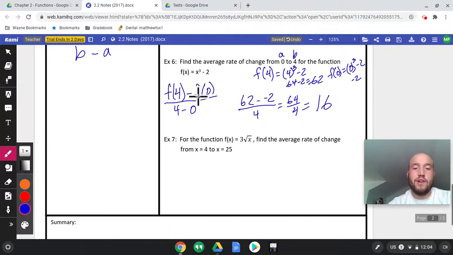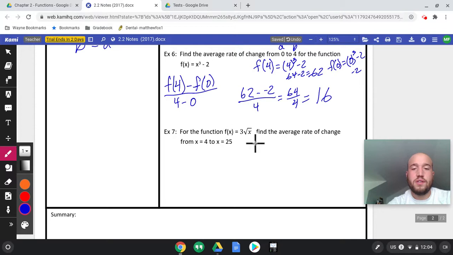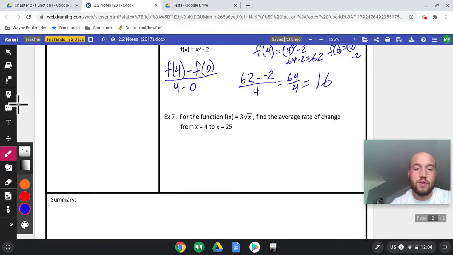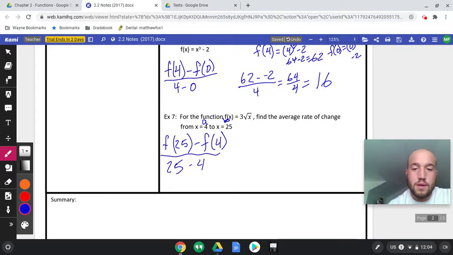All right, so we've got one final one left, and this function is a little more difficult. It's 3 times the square root of x. Okay, find the average rate of change from x equals 4 to x equals 25. So once again, the lower one is our a, higher one is our b. So now, it's always f of b, so f of 25 minus f of 4, all that divided by b minus a, or 25 minus 4.